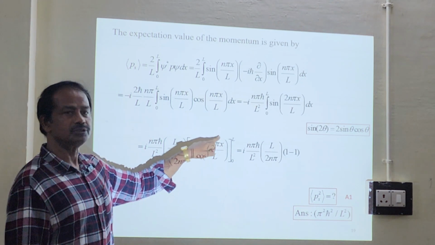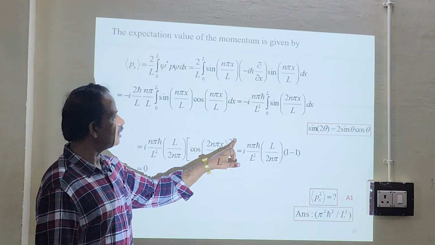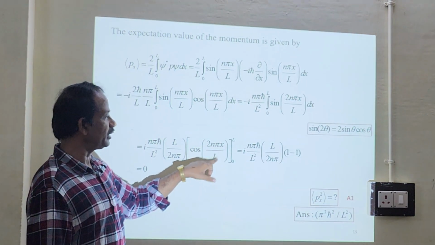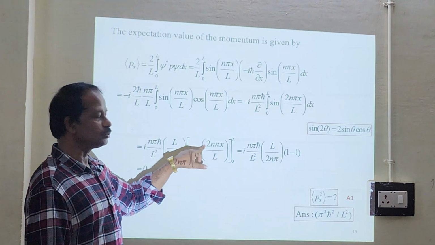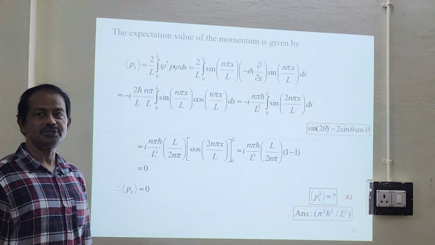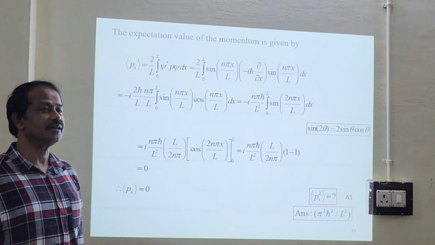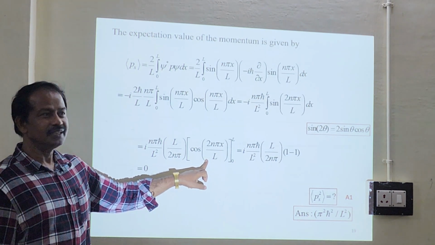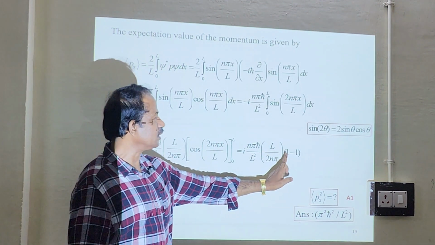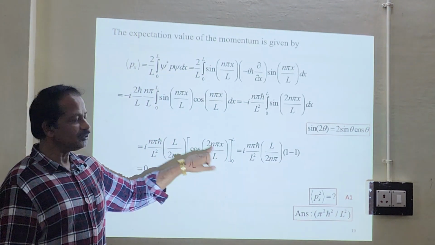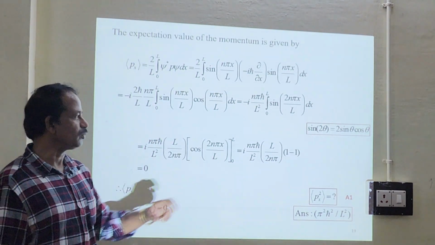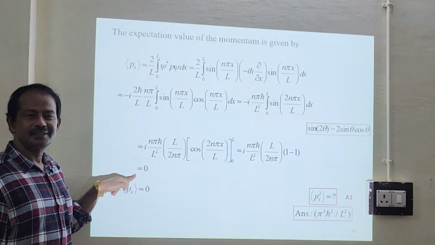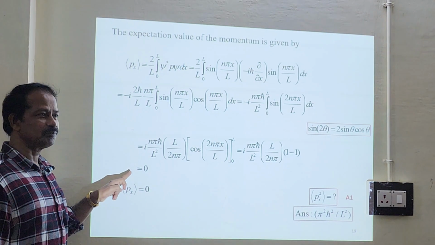Okay, now you will have to substitute for the limits. When you substitute for the limits, it will give you cos 2n pi L by L, this L will go off. cos 2n pi, cos n pi, cos 3 pi, cos 4 pi, everything will be 1. So you have 1, cos 0, 1. So you have 1 minus 1. So the value is 0. The expectation value of the momentum is 0.